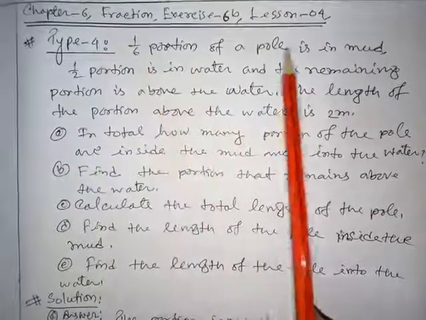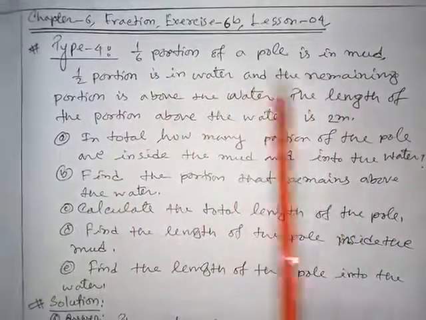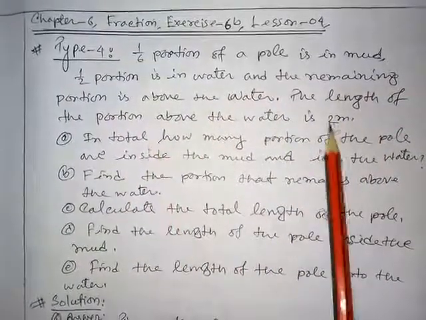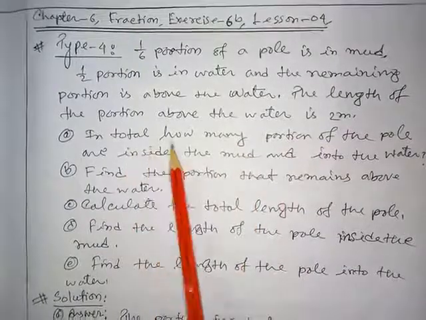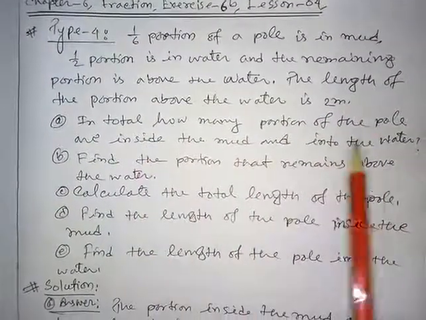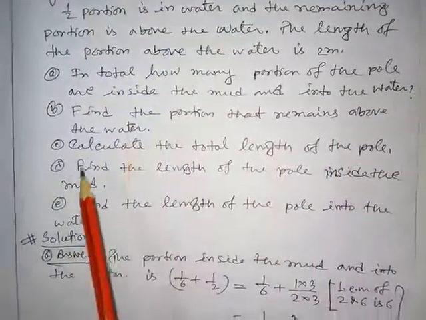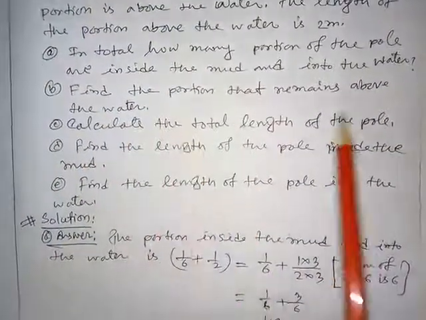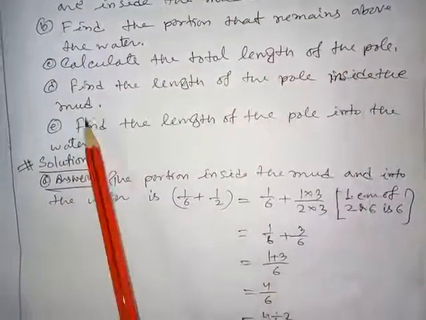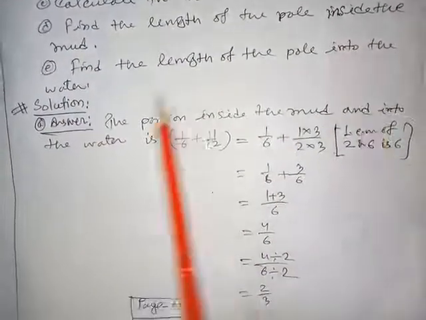1/6 portion of a pole is in mud and half portion is in water and the remaining portion is above the water. The length of the portion above the water is 2 meters. First question. A. In total, how many portions of the pole are inside the mud and in the water? B. Find the portion that remains above the water. C. Calculate the total length of the pole. D. Find the length of the pole inside the mud. E. Find the length of the pole inside the water.